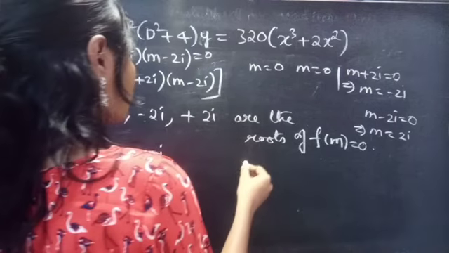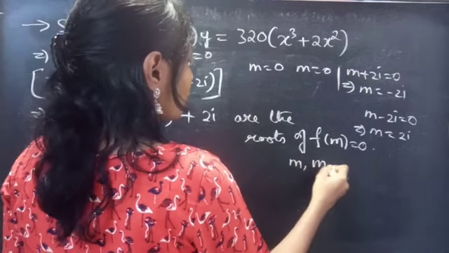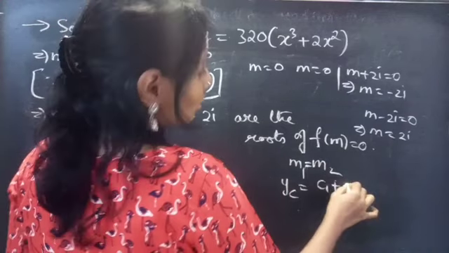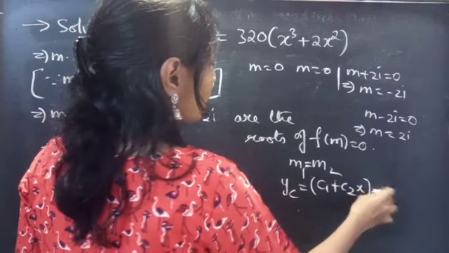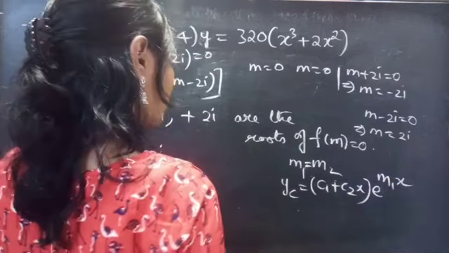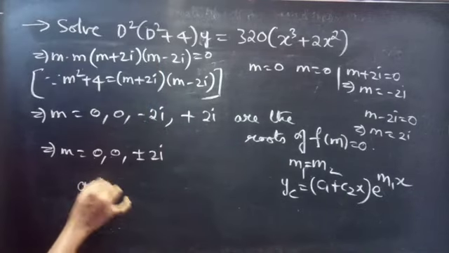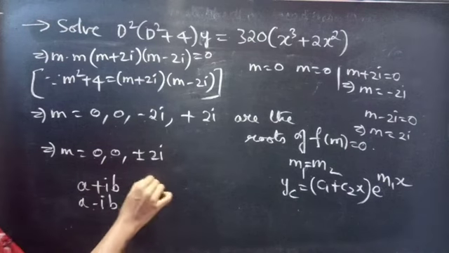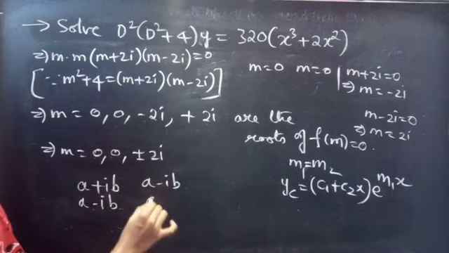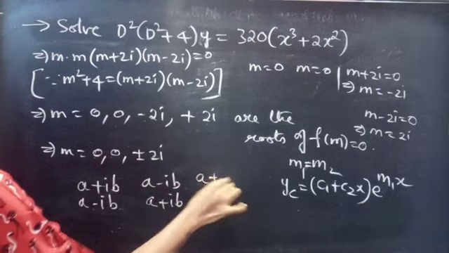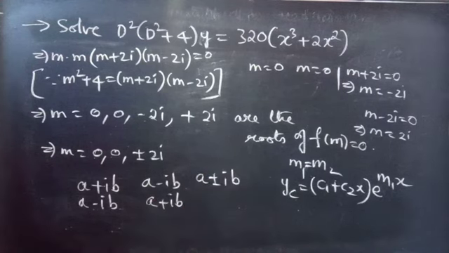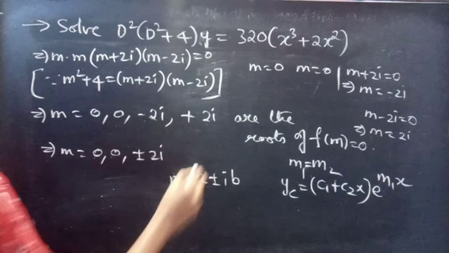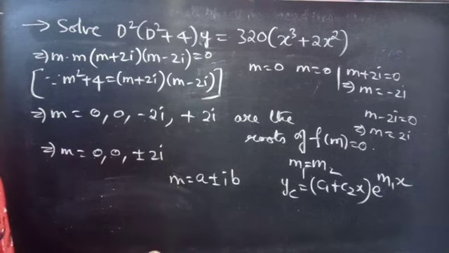We know that when two roots, say m1, m2 are equal, then we can write yc as c1 plus c2x into e power that equal root into x, right? And we know that a plus ib is a complex number and its conjugate is a minus ib. And if a minus ib is a complex number, its conjugate will be a plus ib. So we call a plus or minus ib as complex conjugate, right? Then m equals a plus or minus ib can be called as complex conjugate roots.